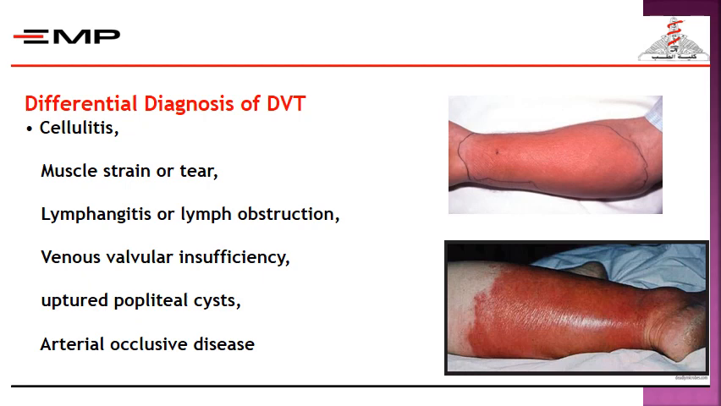Another differential diagnosis is muscle tear or strain, lymphangitis and lymph obstruction. It means inflammation of the lymphatic vessels, venous valvular insufficiency, or ruptured popliteal cyst. Arterial occlusion, but in arterial occlusion the skin will be cold and not hot, and the color changes. You can find ischemia, signs of ischemia, and pallor or even dark color of the skin.